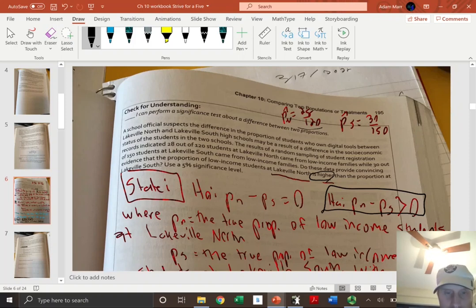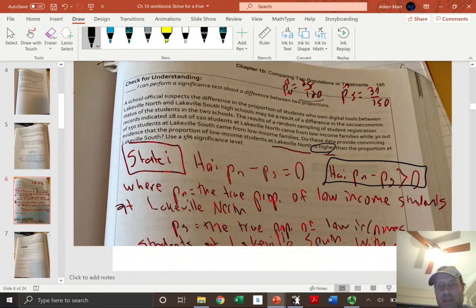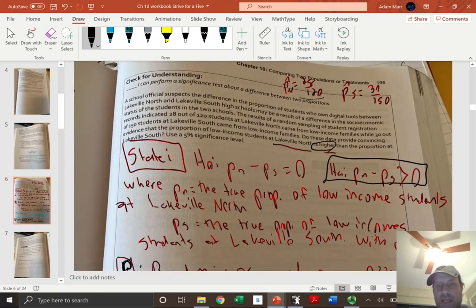And then we define the parameters, where p sub n is the true proportion of low-income students at Lakeville North. P sub s is the true proportion of low-income students at Lakeville South. And don't forget to define the alpha level right here, with alpha significance level equals 0.05.